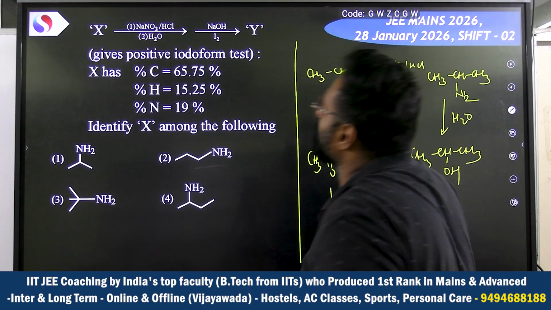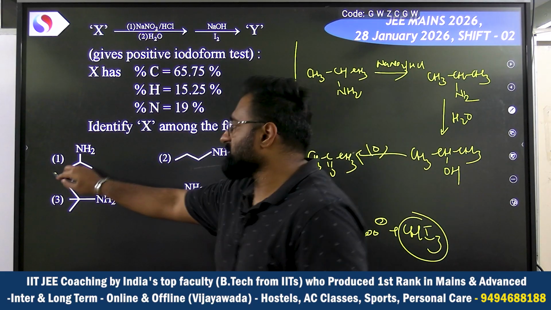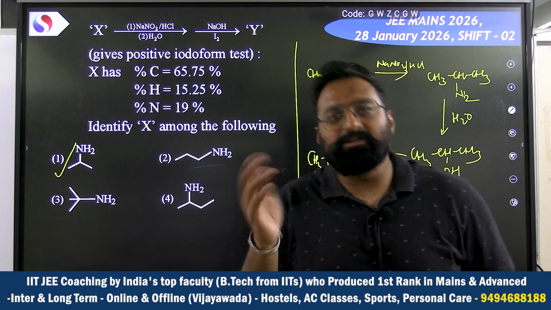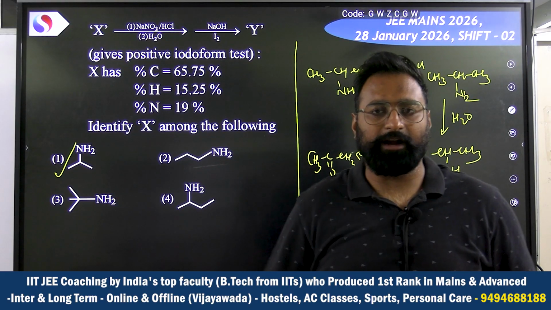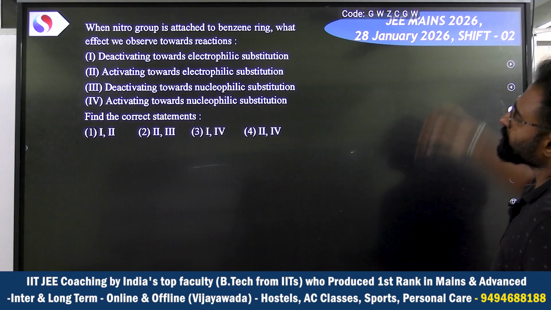The ketone gives the iodoform test, so you need to identify it. Obviously the first option becomes our correct answer. In the first question, by directly checking the first answer, we got the correct option. Correct? Chalo. Now next question.